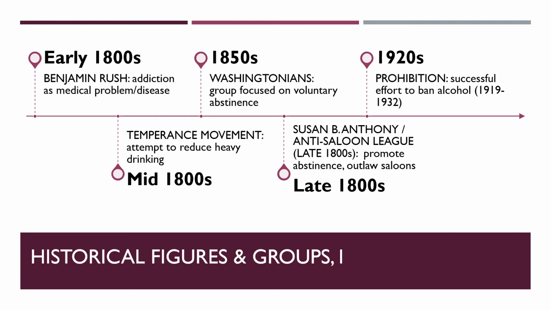Here's a couple other historical figures and groups that I wanted to point out. There's two images to look at. This is the first one. So going back to the early 1800s, Benjamin Rush was the first Surgeon General of the United States. He's also the first one who uses addiction to describe it as a disease and talk about it as a medical problem. Now, he proposed some kind of far out and archaic ways of treating addiction, but he was at least trying to recognize it as a disease and move toward ways of treating it.